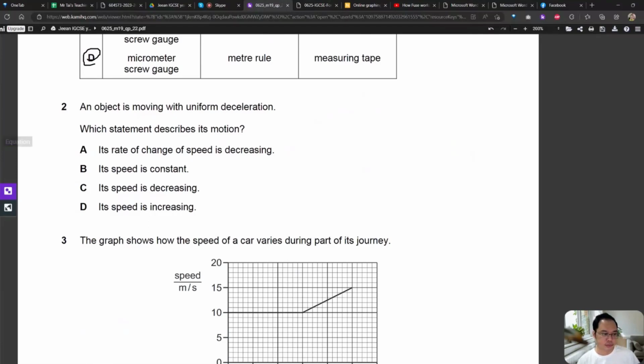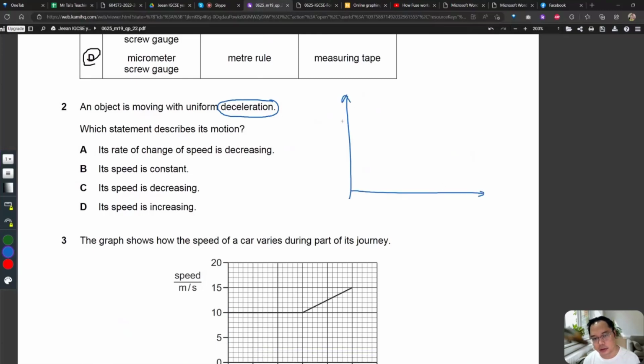Deceleration, uniform. Uniform deceleration. B? No. Deceleration means the speed is changing. Constantly, meaning the same decrease every time interval. With the speed and the time, the speed decreases linearly like this. And the answer is C. Its speed is decreasing.